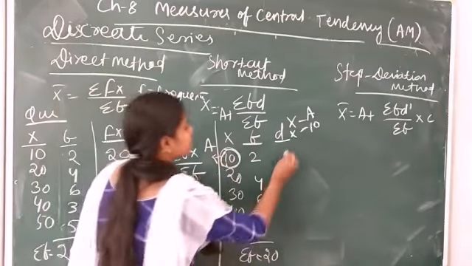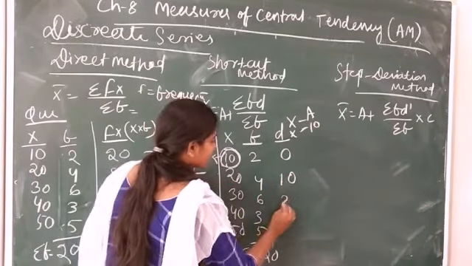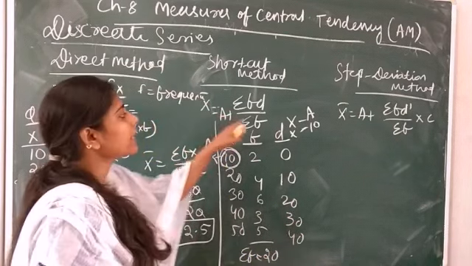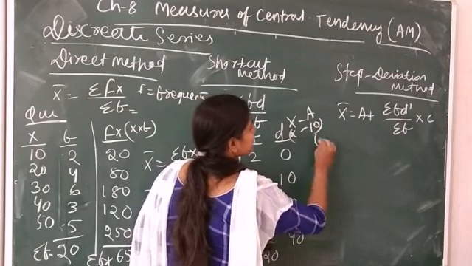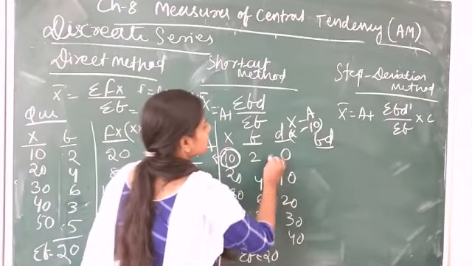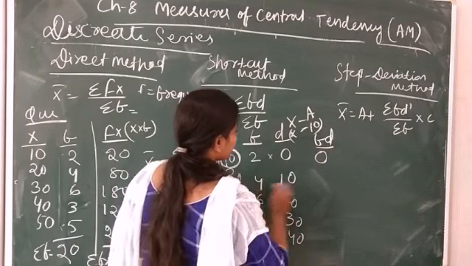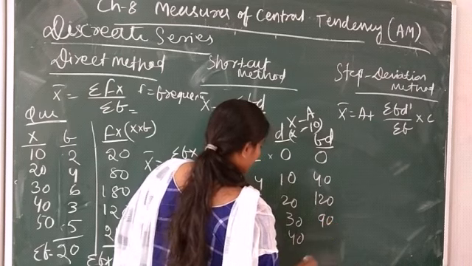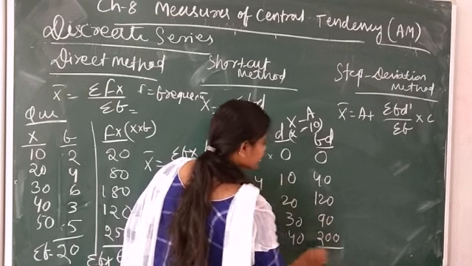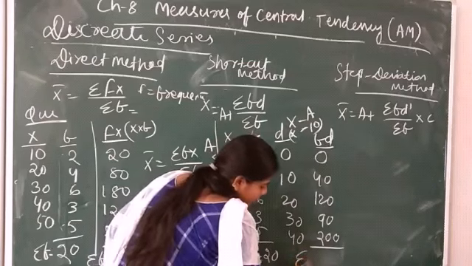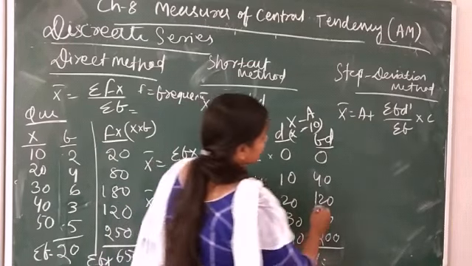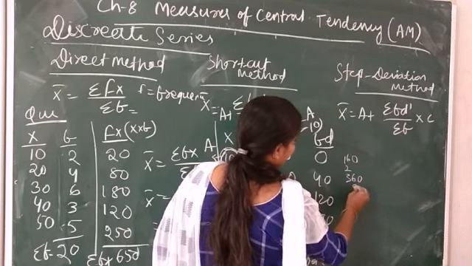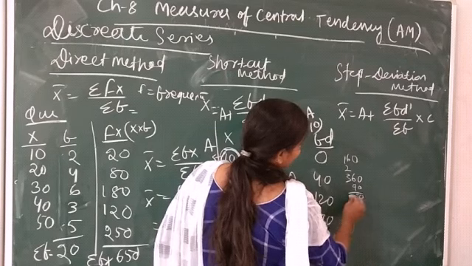So 10 minus 10 equals 0. Then 10, 20, 30 and 40. Now we calculate fd. So the summation of fd: first is 0, then 40, 120, 90 and 200, and the summation of fd equals 160, 200, 360 and 90, that will be 450.